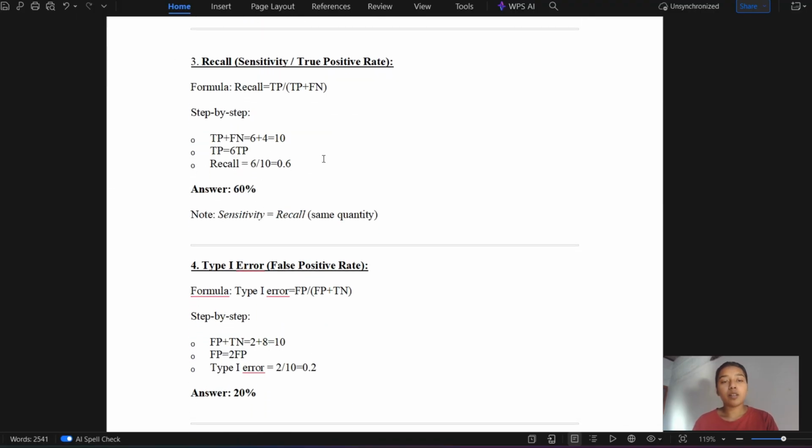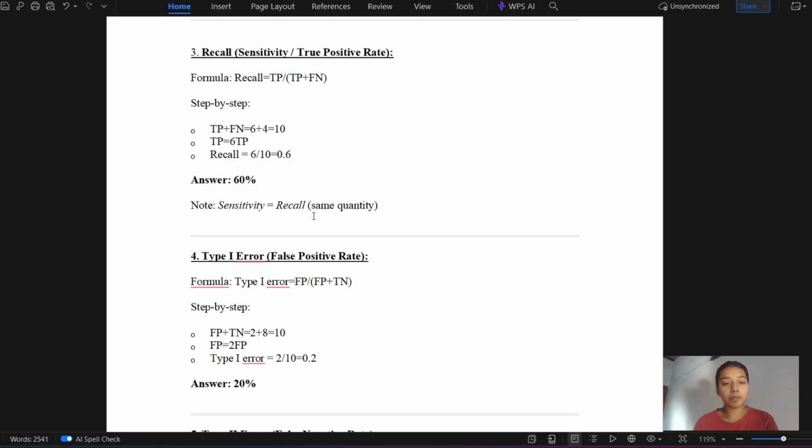Third, recall. To calculate recall, the formula is TP divided by TP plus FN. TP plus FN is 6 plus 4, that is 10. TP is 6. Recall equals 6 by 10, that is 0.6 or 60%. Note: sensitivity equals recall, they are the same quantity.